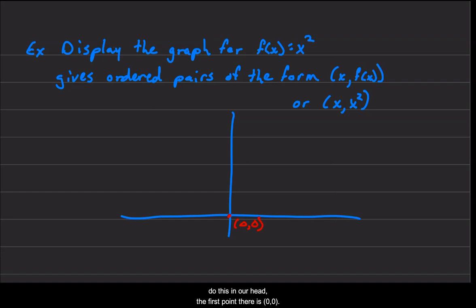The first point there is (0, 0). The next point over here would be (1, 1). And we would have one on the other side of the axes as well, (negative 1, 1). And go (2, 4). And (negative 2, 4). Let's see, that point's somewhere right about there. And you could keep on going and develop this out for all of the additional points.